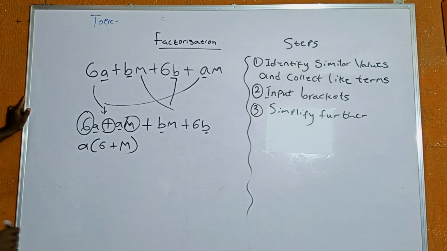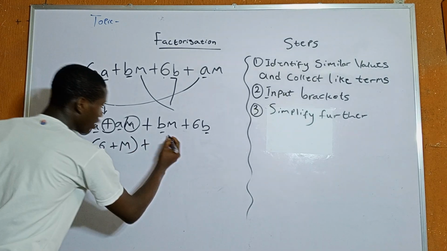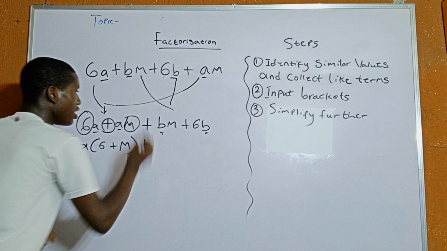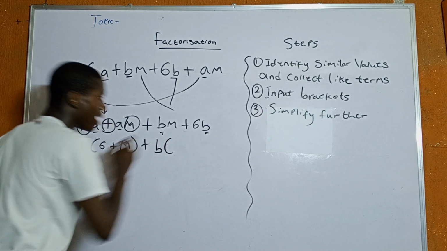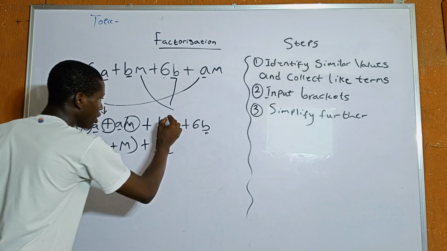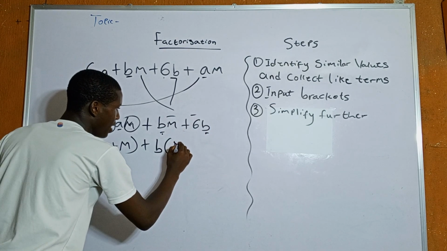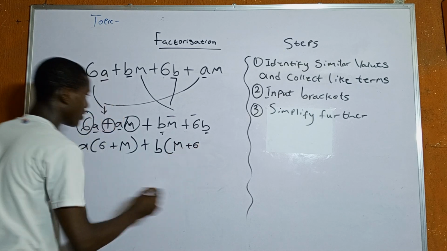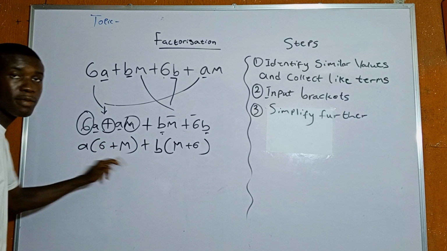Close your brackets. Plus, which values were similar? Yes, we have B. B are similar. So you bring out one B, just one B. Open brackets, those values that are not similar, which are M and 6. That is M plus 6. Now, M plus 6 is also the same thing as 6 plus M.